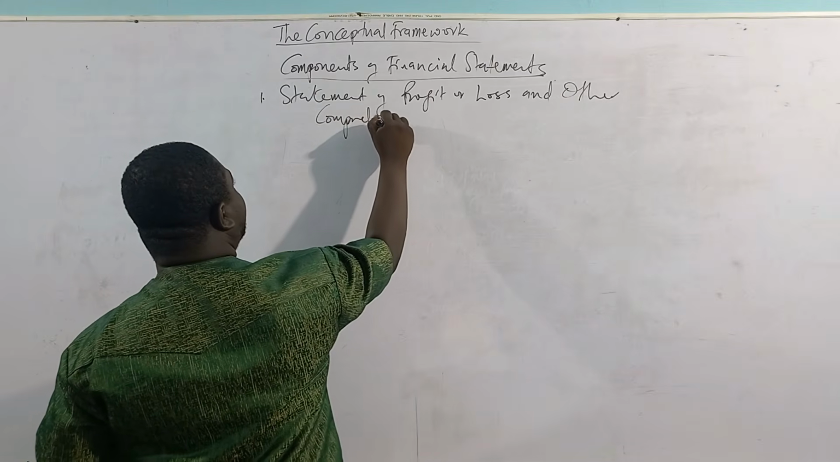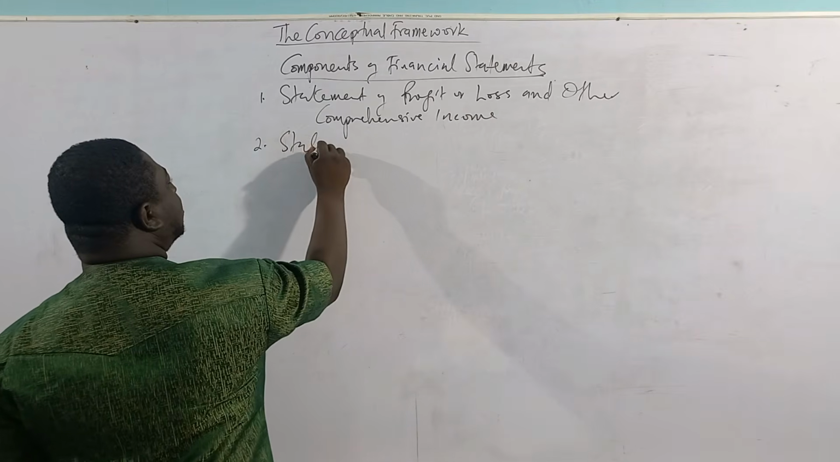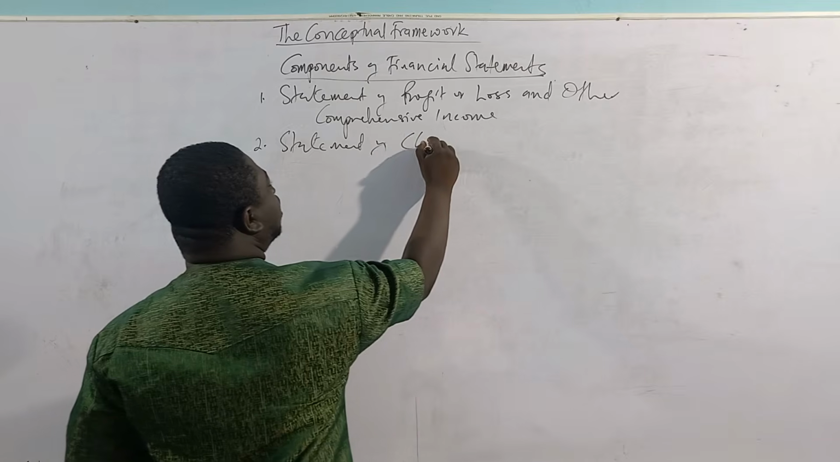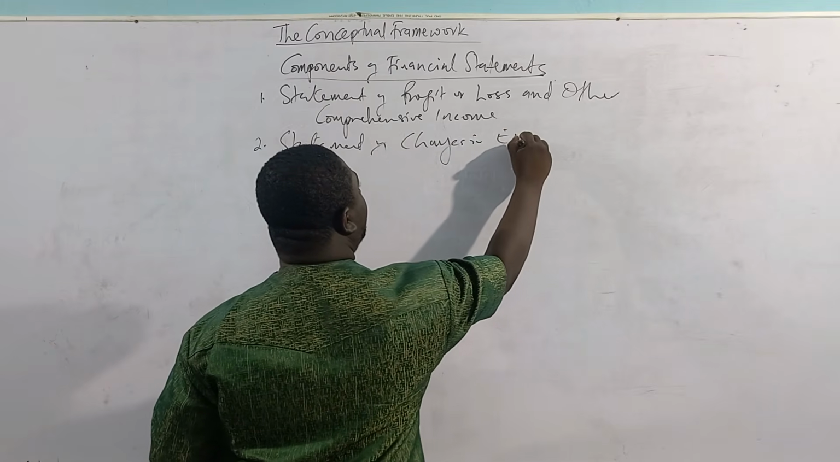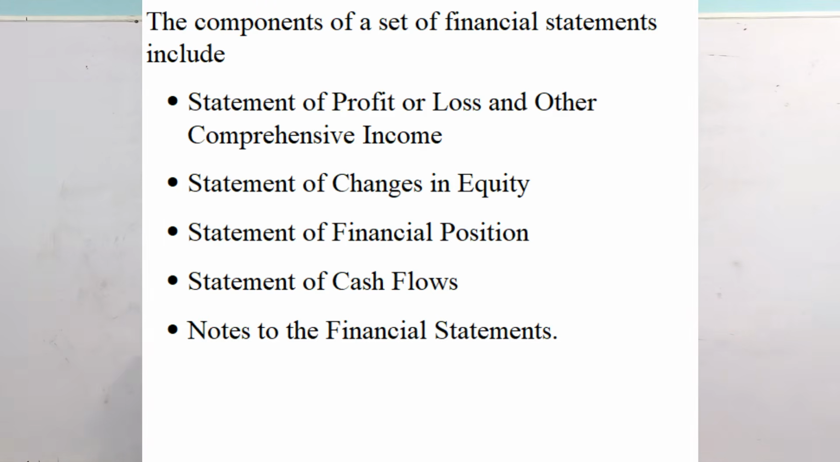I'm going to explain why certain words are used here. Then we have the statements of changes in equity. Okay, so I'm going to present that to you as well on your screen. Now look at it, to reduce the time in writing. So you can see on your screen that we have the statement of profit or loss and other comprehensive income. We have statement of changes in equity. We have statement of financial position, and then we have statement of cash flows. Then after those four statements, we have notes to the financial statement.